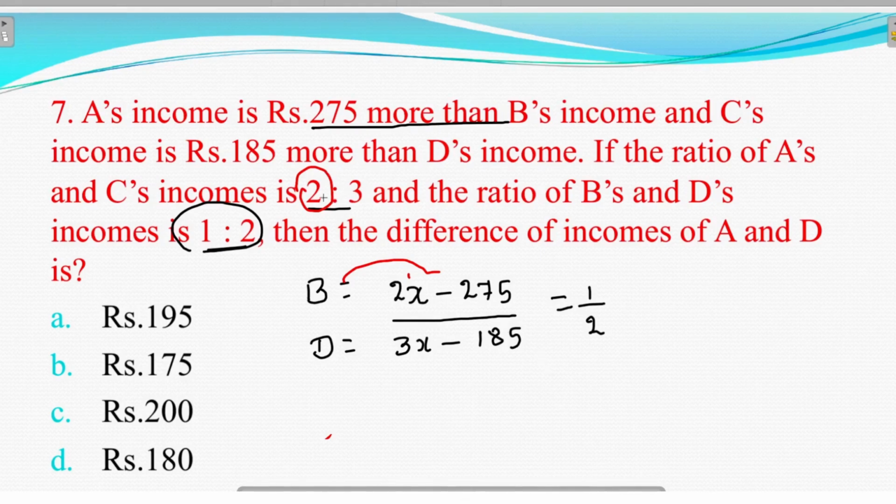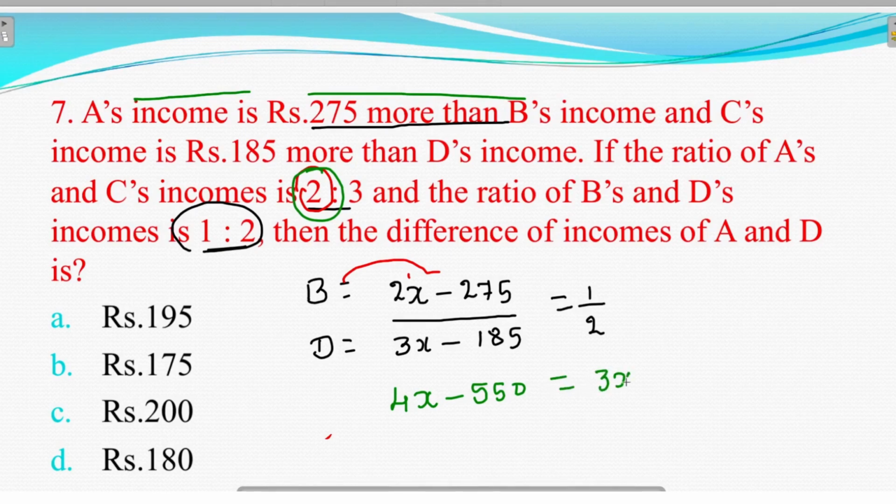Here what have they given? A income 2x. But A income is 275 more than B. Then what can I write for B? I can write that B's income is 275 less than A's income. B's income is 2x minus 275. Like that, same thing for D. That ratio B and D ratio I know 1:2. Then I can do comparison. That is 4x minus 550. Correct? 4x minus 550 is equal to 3x minus 185.